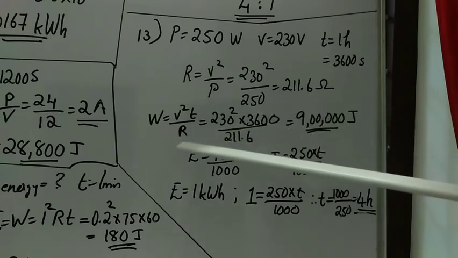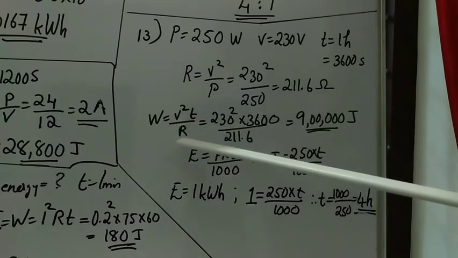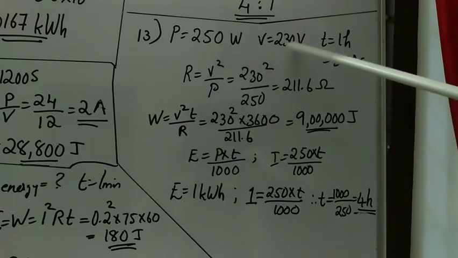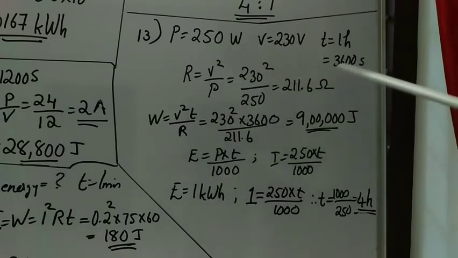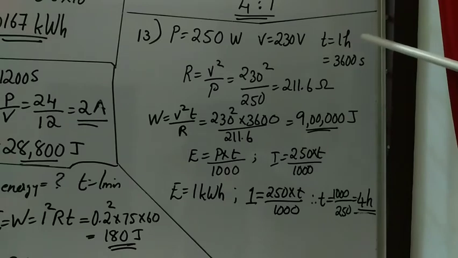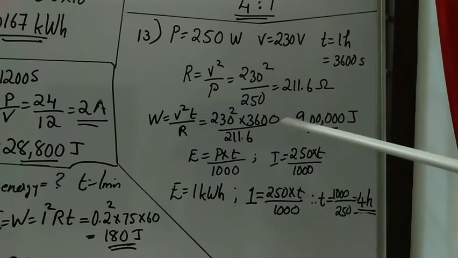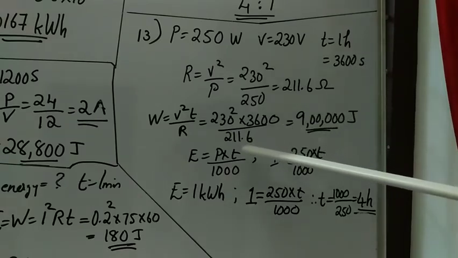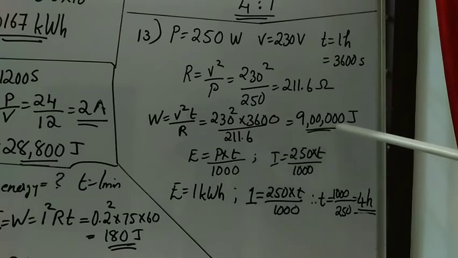Now we can calculate the energy or work done, which is equal to V square T by R. V square, 230 square, into time 3600. Since it is 1 hour, converting to seconds, 3600, divided by 211.6, you will get the answer 9 lakh joule. Okay, so energy is 9 lakh joule.